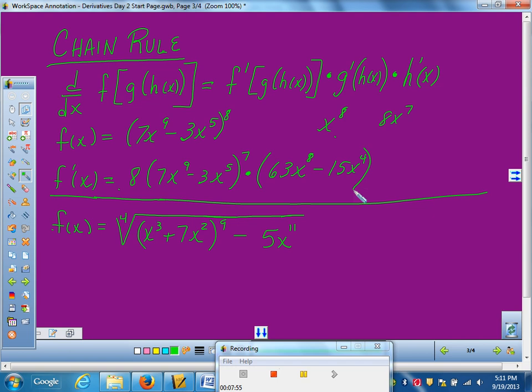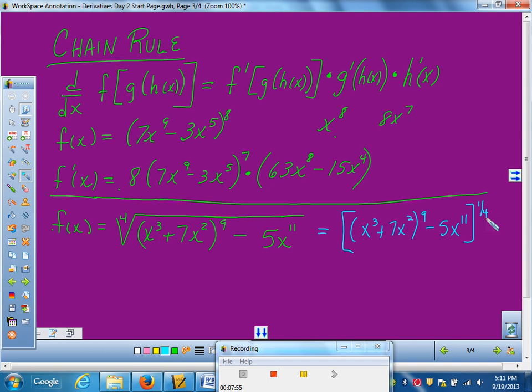This second problem I have here is a little more interesting. It does have a root on it, and hopefully you'll remember that when you have a root on it, you have to change that root into an exponent. So we would actually have to take this entire problem and put a giant 1/4 power on it, because the root is a 1/4 power.